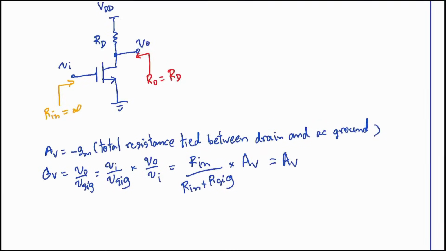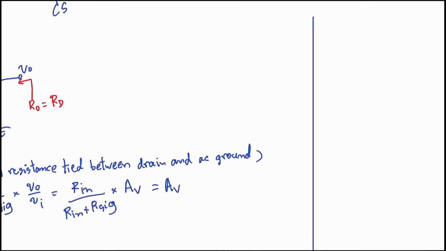I hope this doesn't confuse you. This is the common source configuration, and its direct counterpart would be the common emitter, right? Now, looking at this one for the common emitter, you will notice that the circuit appearance is actually quite similar.